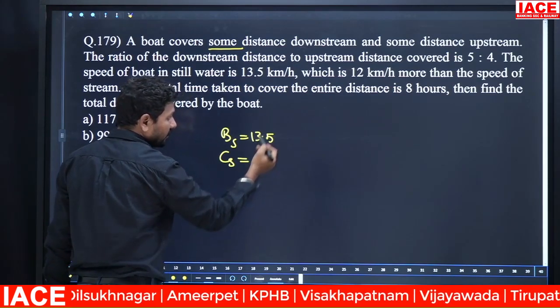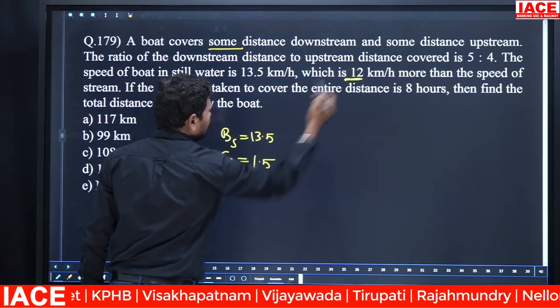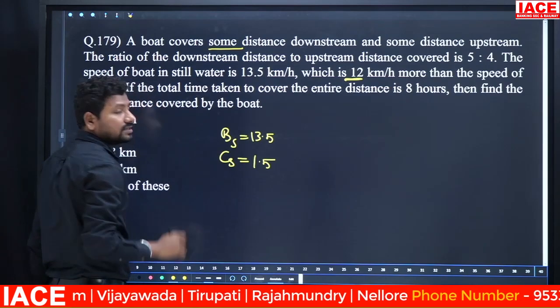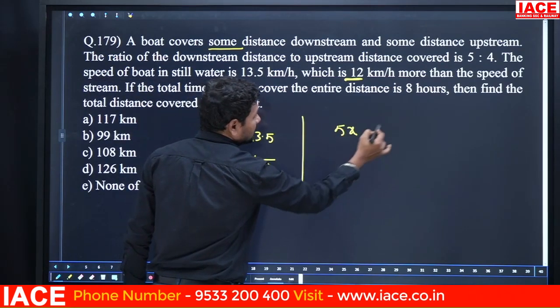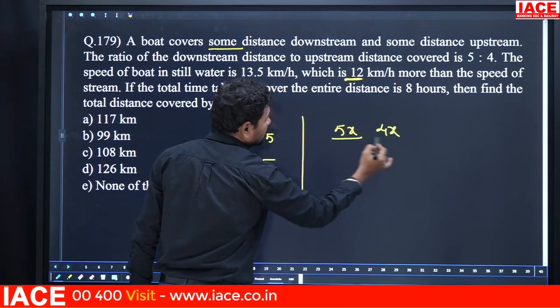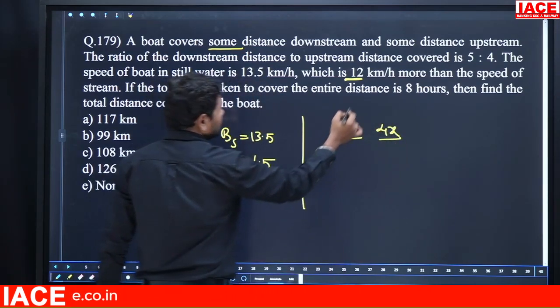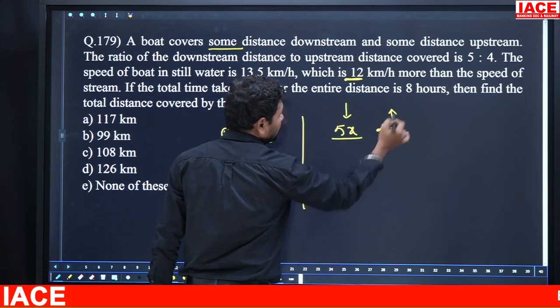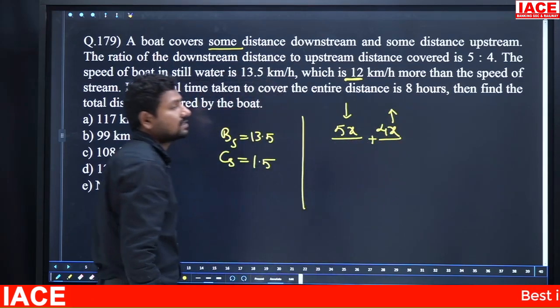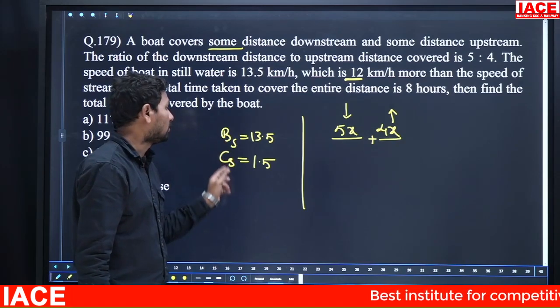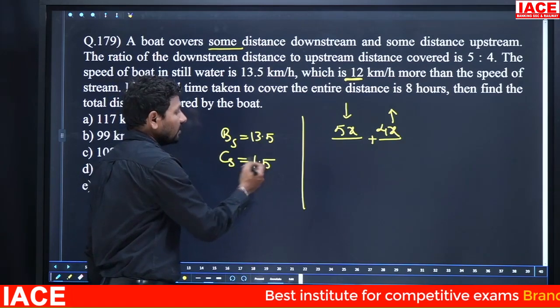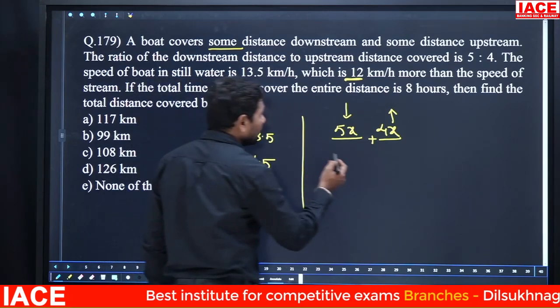1.5. 1.5 to 13.5, how much difference? 12 difference. From this you can write downstream speed, upstream speed. You can observe the question side. First of all, 5x distance, next 4x distance. 5x side is the downstream case, 4x side is upstream. For the 5x downstream case, what is the speed here? Boat speed plus current speed, 13.5 plus 1.5, it is becoming how many kmph?